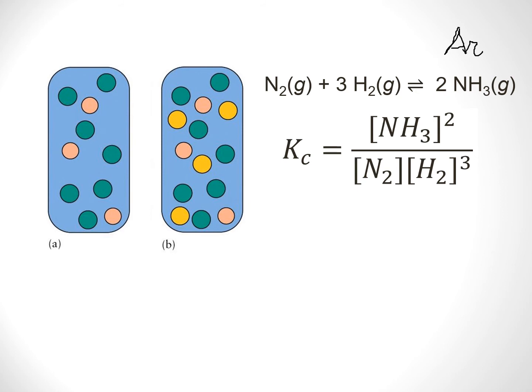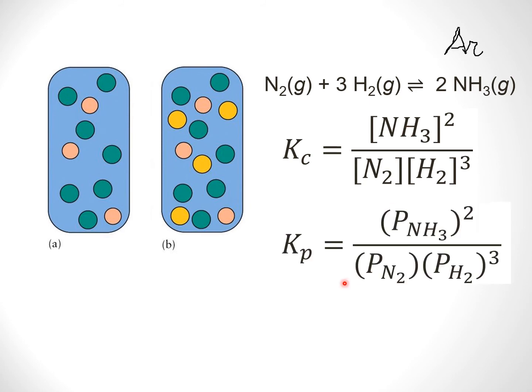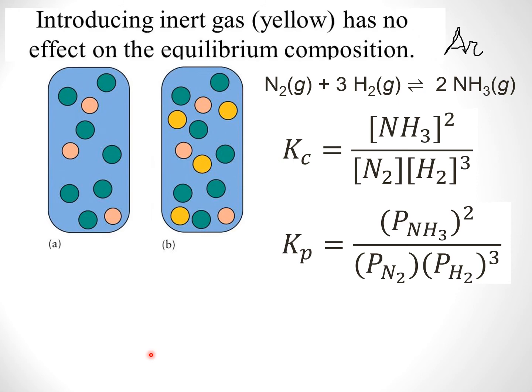And then the concentration is the number of moles divided by the volume in liters. We haven't changed the volume, the size of the container is the same, so that has not changed either. So the number I'm going to write here is going to be exactly the same with or without argon. If we express the equilibrium constant in terms of partial pressure, we arrive at the very same result. So in a nutshell, adding an inert gas has no effect on the equilibrium composition.